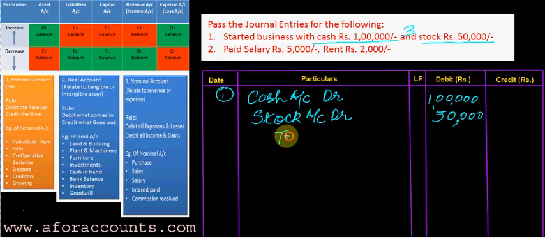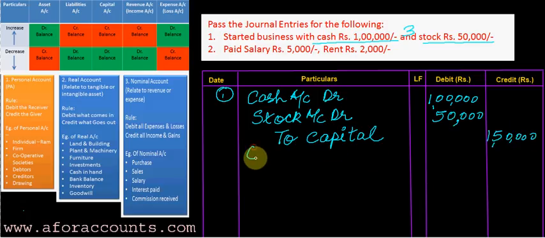To capital. Why 'To capital'? When we write 'To' here, this means we are crediting something. So capital is increasing, and now check, when capital is increasing, it is a credit balance. So we are crediting the capital here with 1 lakh plus 50,000, that is 1 lakh 50,000. Here you can write the narration in brackets: started business with cash and stock.